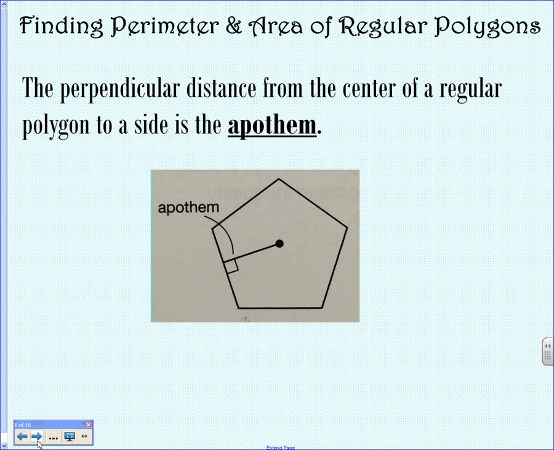Alright, so the perpendicular distance from the center to the midpoint on a side is called the apothem.